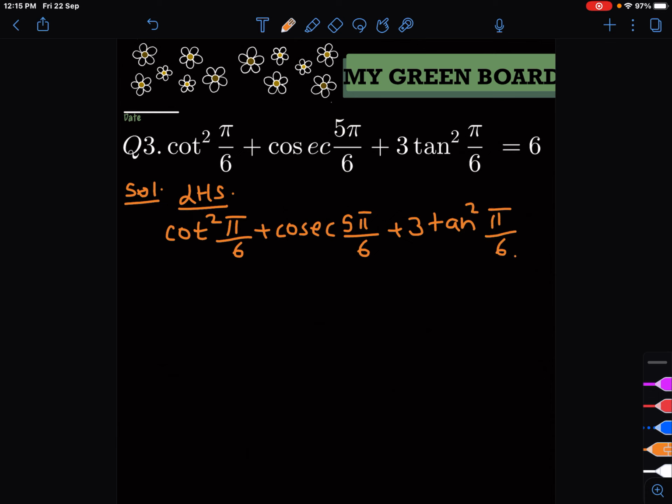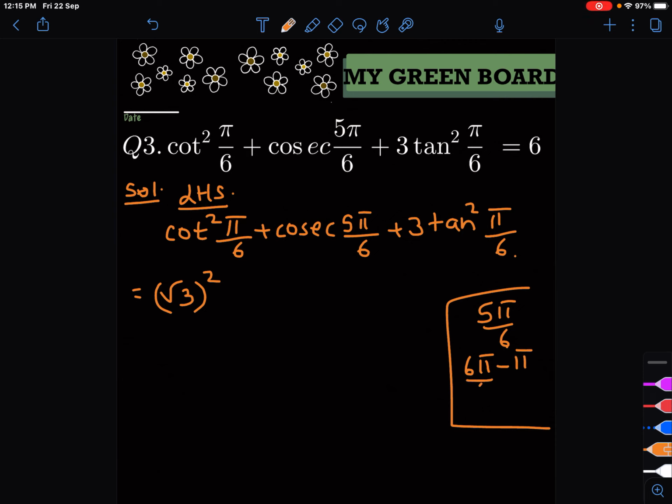Okay children, got it? Now here you can see the value of cot pi by 6, we know from the table, it's root 3. Root 3 the whole square we are writing as it is, cot square. Now how can we split this? I told you earlier, for 5 pi by 6, just take whatever the denominator is, put it as 6 pi. If it is 5 pi, just subtract 1 pi and just divide both sides by 6. You will be getting pi minus pi by 6.